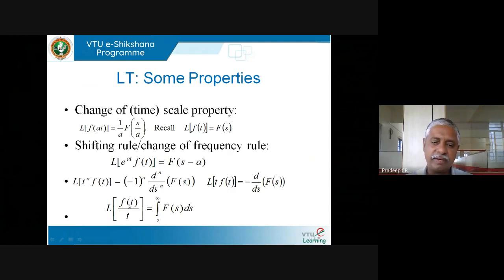So here L of f(t) by t is the integral of capital F(s) ds. That means if I know Laplace of small f(t), I know Laplace of f(t) by t. All I have to do is integrate it. In this case, if I know Laplace of f(t) and I want to find Laplace of t f(t), we just differentiate. So by differentiating and integrating, I do some algebraic operations.